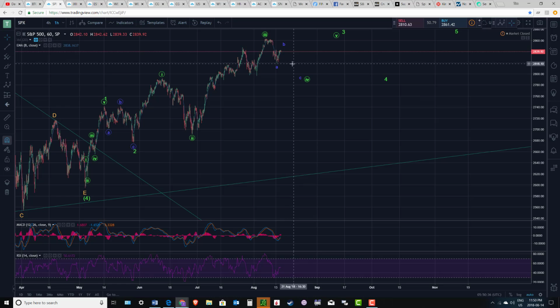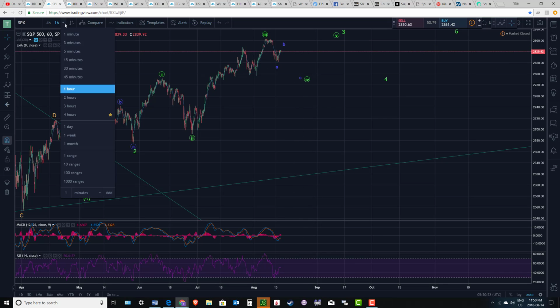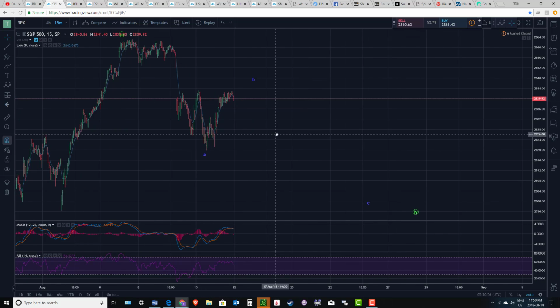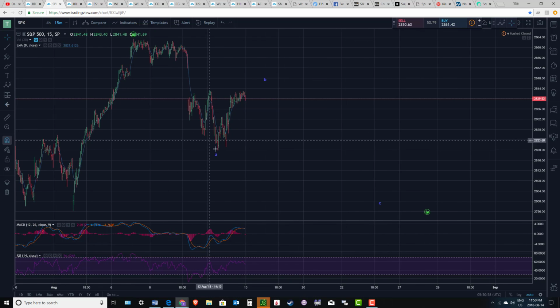expect roughly going forward. Now, if we do have a 3-wave decline or some sort of decline and we exceed this, doesn't mean that this is all bad. It just means this particular labeling scheme has to be changed, but for now we'll go with it until it stops working. So going in closer, let's say the 15-minute time frame, definitely have a nice 5 down.